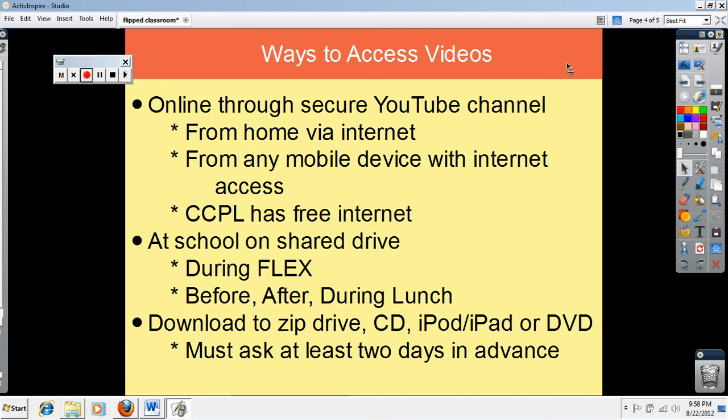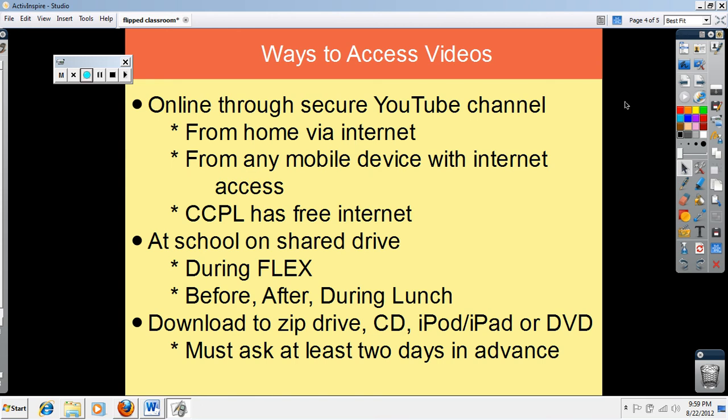And then of course the third option would be, if I know in advance, I can download the videos. They're all saved on my computer. I can put them on a zip drive, a CD. We can put them in iTunes so they can be put on an iPod or an iPad, or you can even burn them a DVD of the videos if they need to. I would like to know a little bit in advance if they'd like to have that option, because it takes a little while for them to download, and I don't want to waste everybody else's class time by doing that. And that's about it.